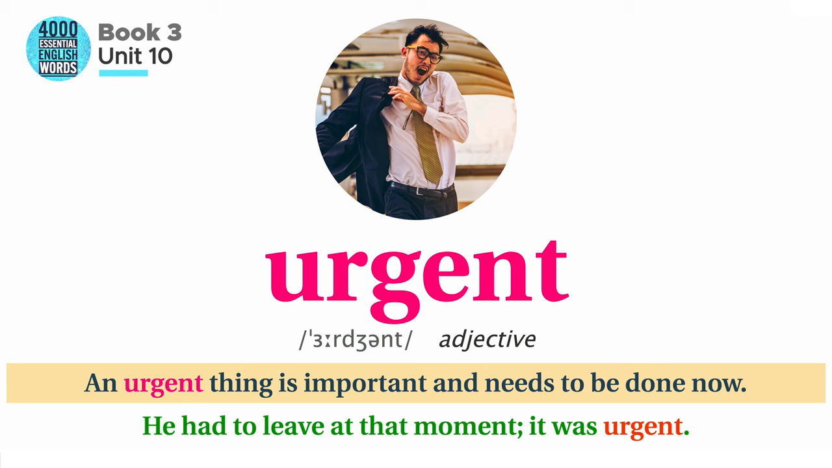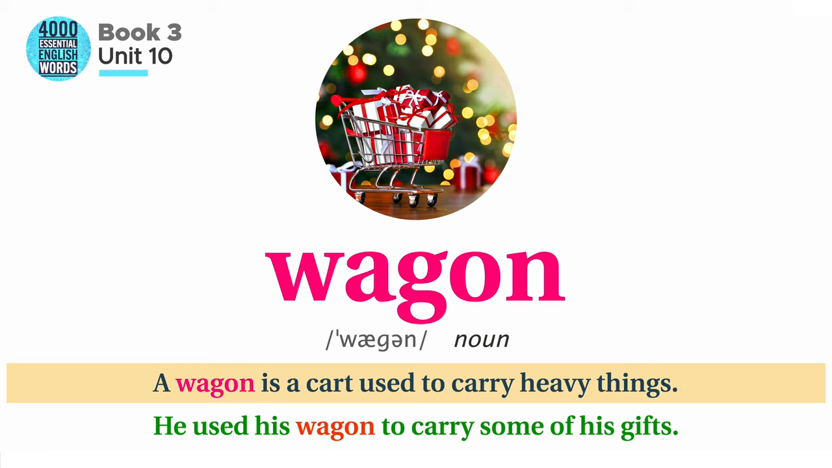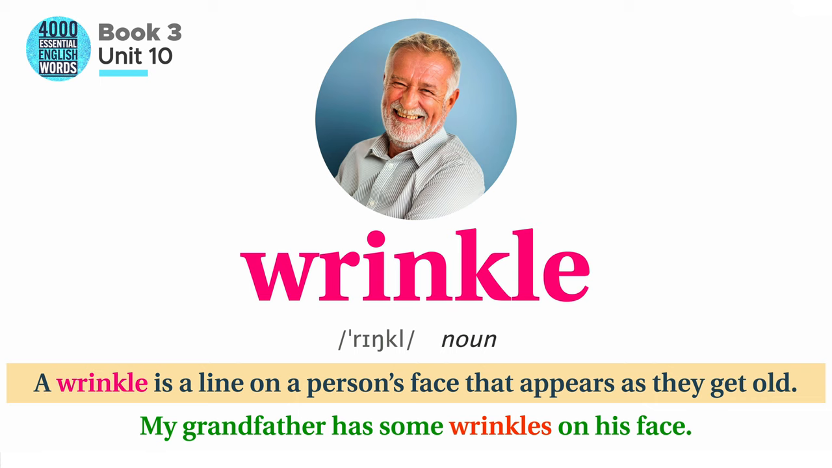Vanish. To vanish is to go away suddenly. All the passengers vanished from the train station. Wagon. A wagon is a cart used to carry heavy things. He used his wagon to carry some of his gifts. Wrinkle. A wrinkle is a line on a person's face that appears as they get old. My grandfather has some wrinkles on his face.